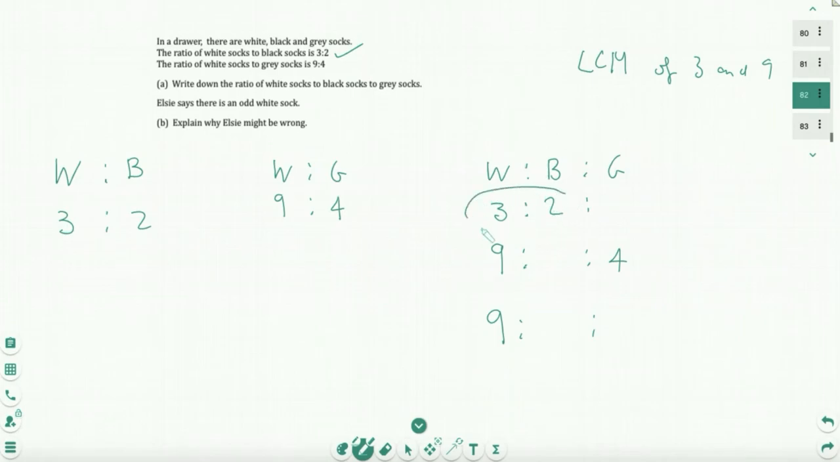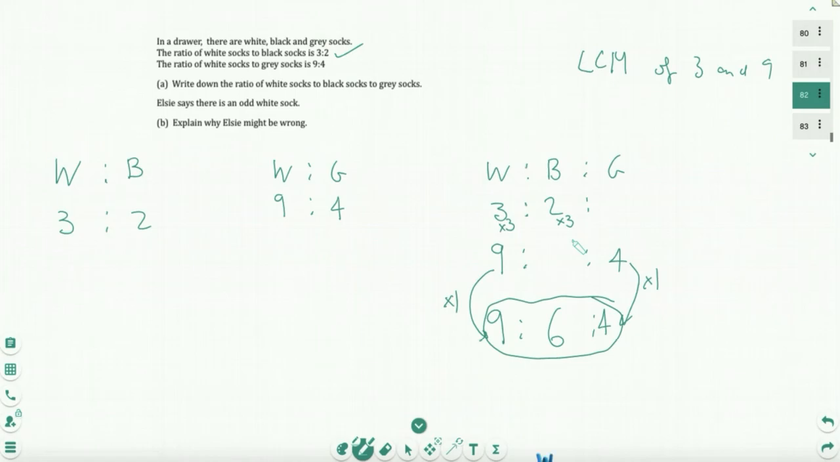Let's look at the first ratio. How do I get from 3 to 9? Well, I times by 3. So I've got to times this unit by 3. 2 times 3 is 6. Now let's look at the second ratio. How do I get from 9 to 9? Well, times by 1. So I have to times this by 1. So you're not really changing anything. 4 times 1 will be 4. And that's the ratio of white socks to black socks to gray socks.